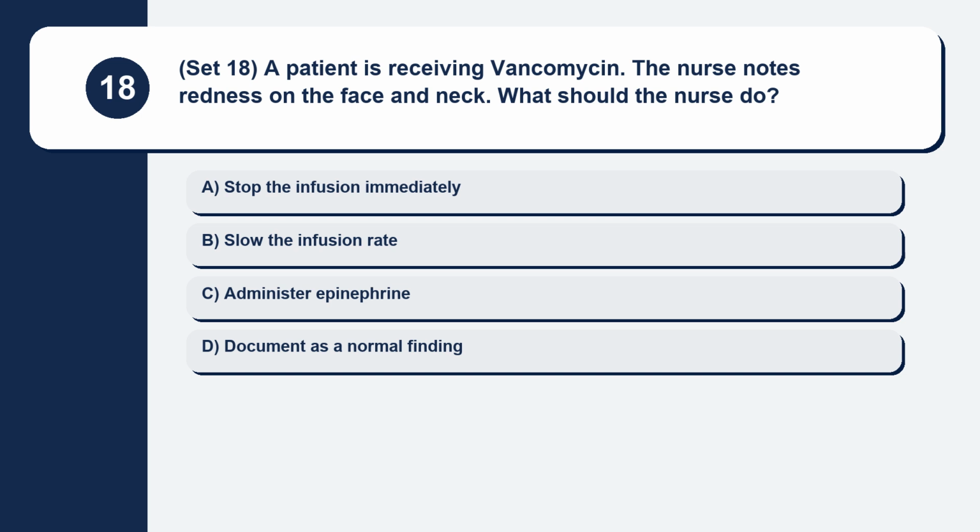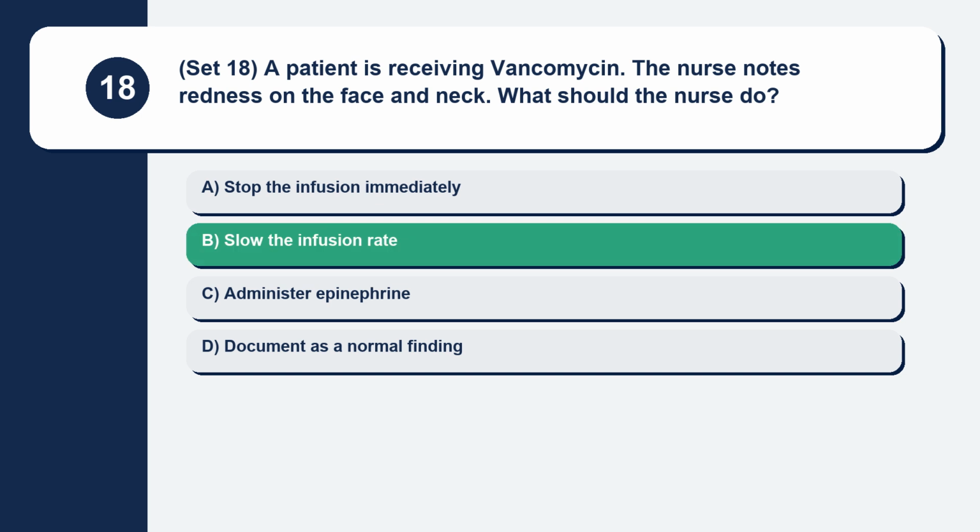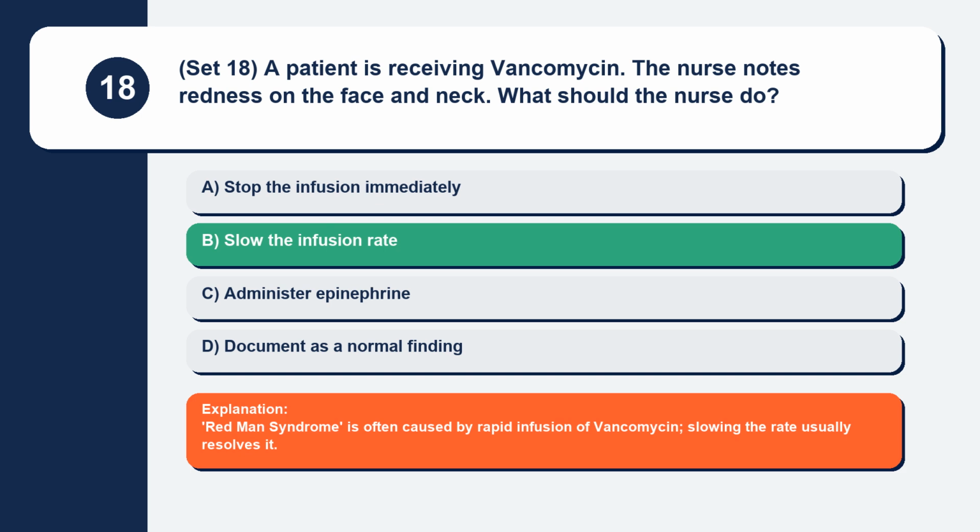Question 18. Set 18. A patient is receiving vancomycin. The nurse notes redness on the face and neck. What should the nurse do? Stop the infusion immediately, slow the infusion rate, administer epinephrine, document as a normal finding. Red man syndrome is often caused by rapid infusion of vancomycin. Slowing the rate usually resolves it.